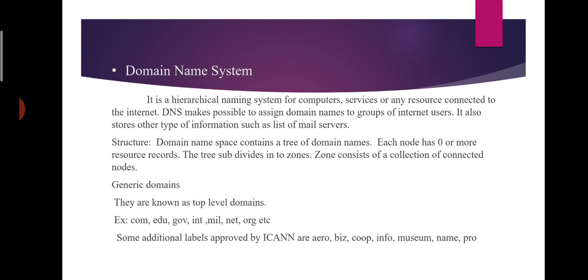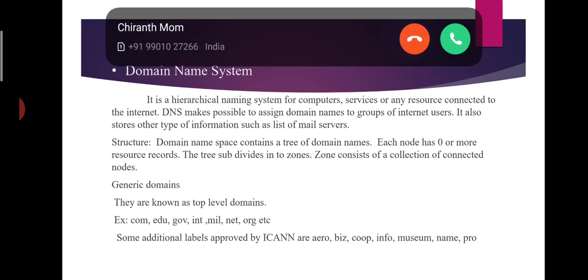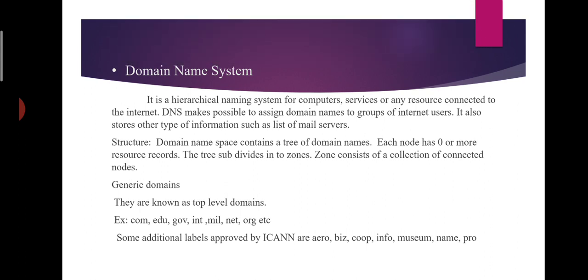www.yahoo.com, like that. So .com, .edu, .org, .mil all act as top level domain names. And the middle part, Yahoo, Rediffmail, Gmail, etc., act as the middle level domain names.